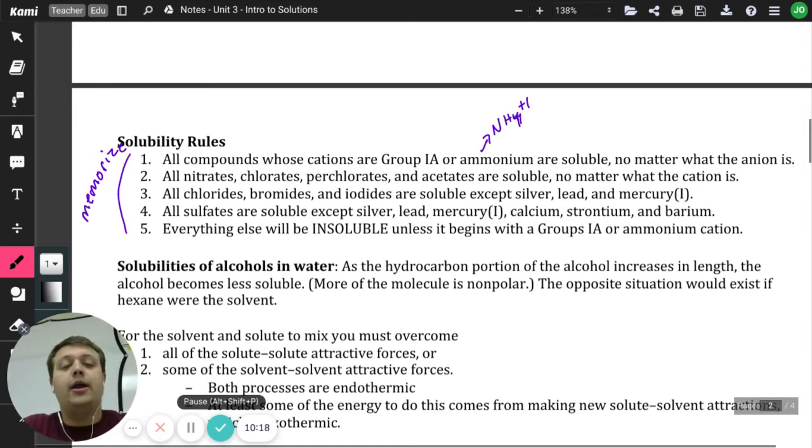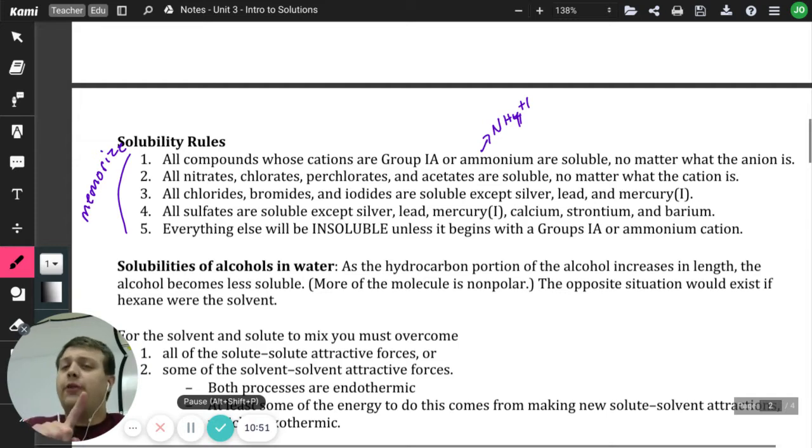All right. Next, we've got our chlorides, bromides, and iodides. They are soluble unless they're paired up with silver, lead, or mercury. Okay, so if I have a chloride or a bromide, like sodium chloride or magnesium chloride, those are going to be soluble because our rule says they are soluble. They follow the rule that says chlorides, bromides, and iodides are soluble unless they're paired up with silver, lead, or mercury 1.